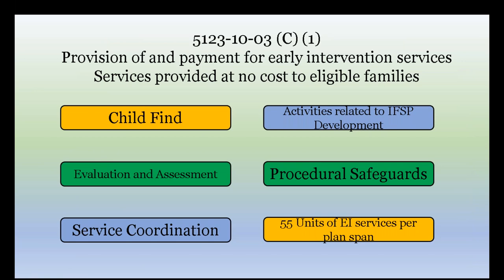Section C, or 3, of the rule explains the provision of and the payment for early intervention services. So there are 6 early intervention services and functions that are provided at no cost to eligible families and children. This should be very familiar to everyone. These services are child find, evaluation and assessment, service coordination, activities related to the IFSP development, and procedural safeguards. And then the newest one that we added with the SOP rule was the 55 units of early intervention services per the plan span, which is identified and needed in the IFSP. So these are the 6 activities that are provided to families at no cost.